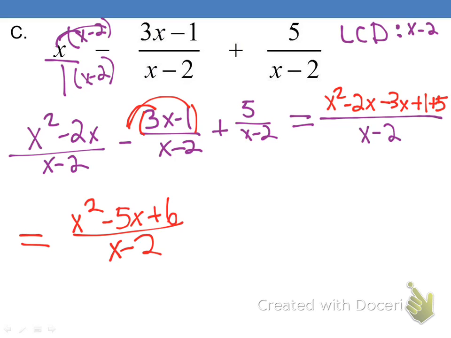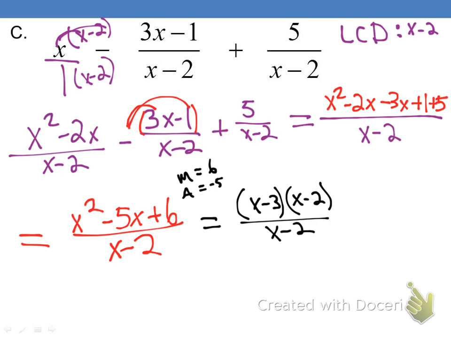Anyone have any ideas of what's happening up there? This is a factorable trinomial. So it will be -3 and +2. Careful. -3 and -2. So x minus 3 times x minus 2, all over x minus 2. Okay, let's simplify. Yep. That is my answer.